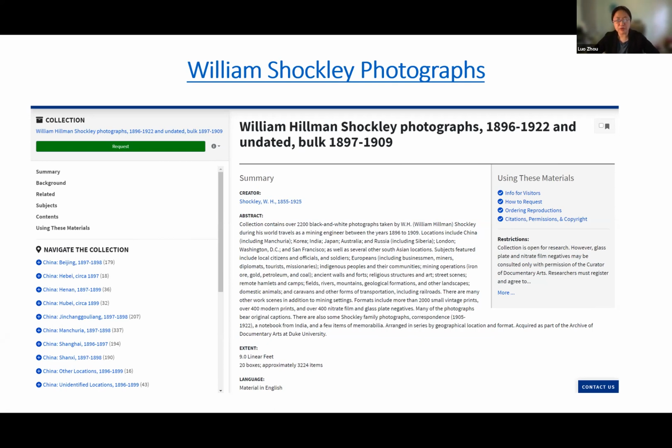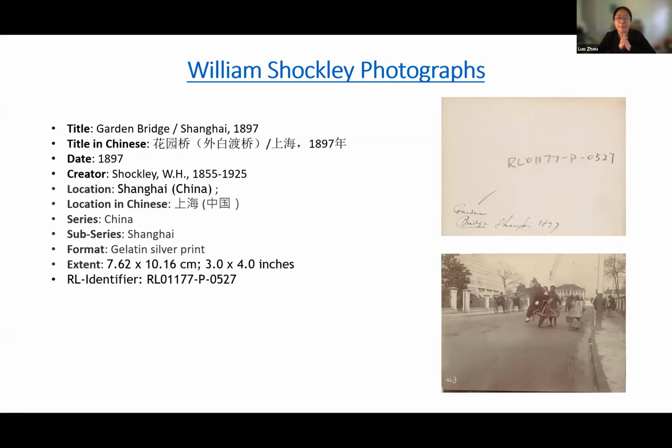Okay, now let me give you one or two examples right here. As you can see here, I included this photo. The top one is the back. The bottom is the front, as you can see. And on the back, Shockley himself wrote captions. He wrote Garden Bridge, Shanghai, 1897. That's his own handwriting. That's his own caption to the photo.